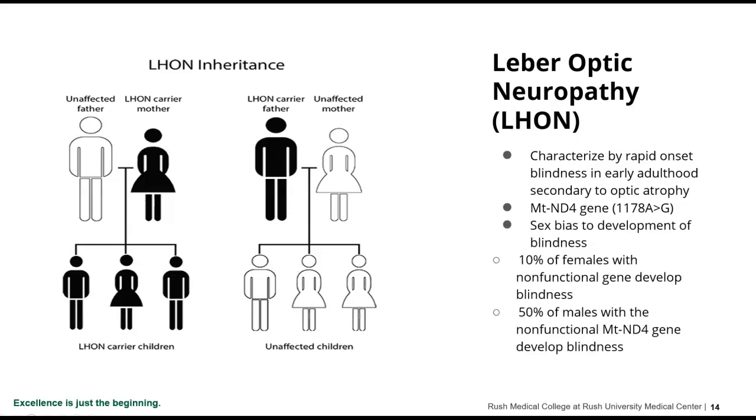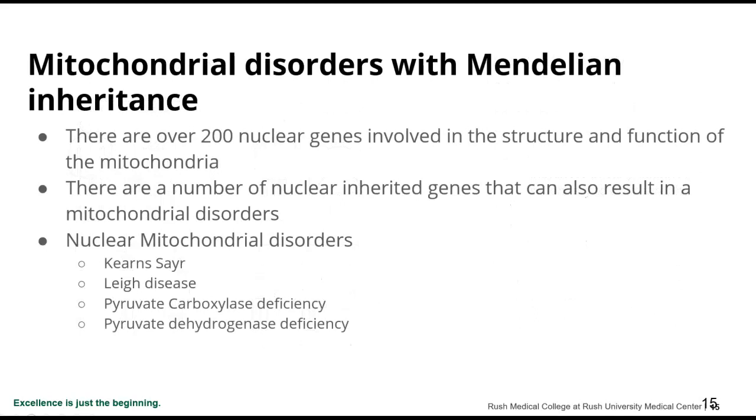Sex bias occurs, and this is kind of interesting: only 10% of females with this abnormal gene will develop blindness, but 50% of males will develop blindness. So while the male's not going to pass it on to his kids, he's much more likely to develop blindness, and I don't know why.